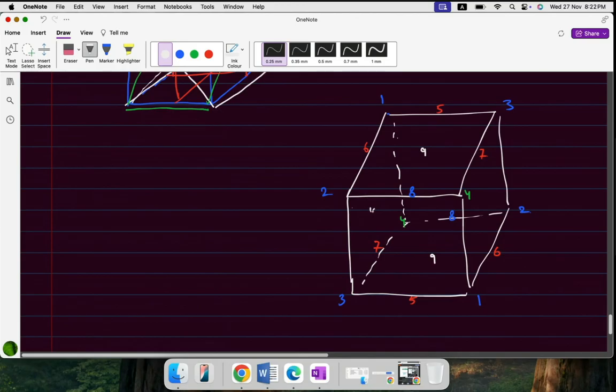10th from left side to right side. 11th from front to back. And 12, this midpoint to this midpoint. And the last one, 13, this midpoint to this midpoint. So we have 13 axes of rotation and 9 planes.